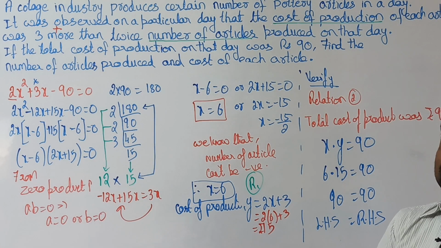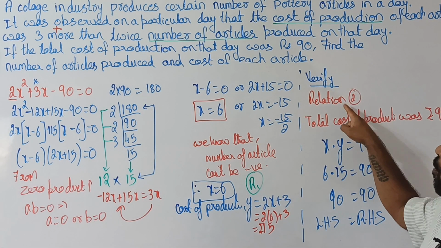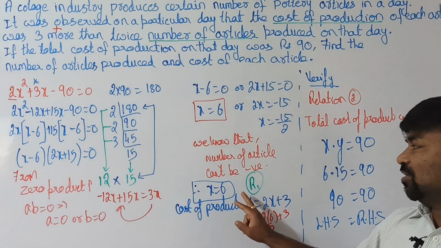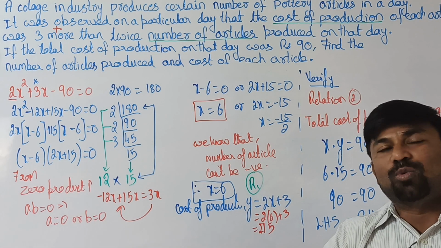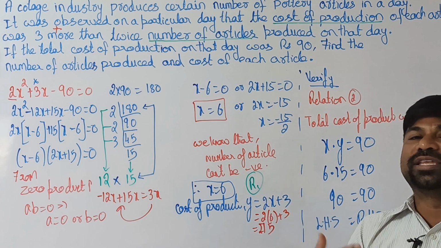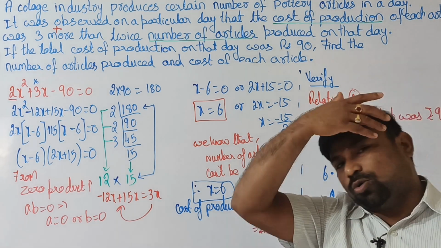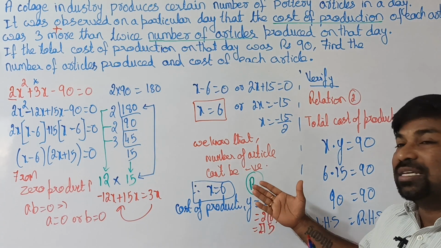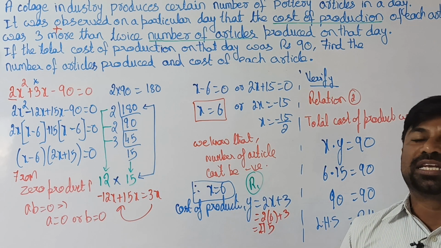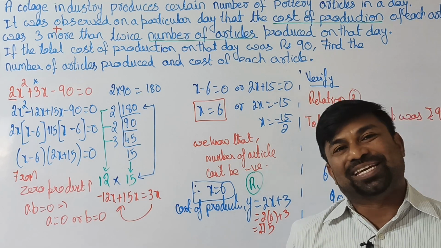So by this we can conclude, but please remember we have plugged into relation 2, not relation 1. The best way of verifying is to use the other relation he has given, to check that the answer we got is right. So now we are able to conclude that the number of articles is 6 and the cost of each article is rupees 15.